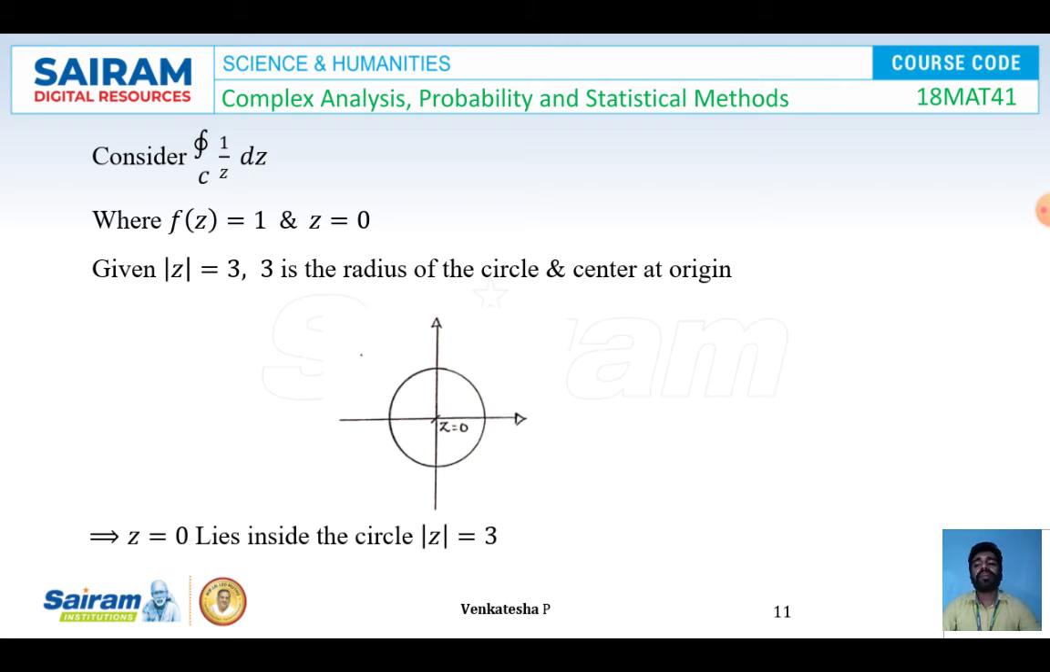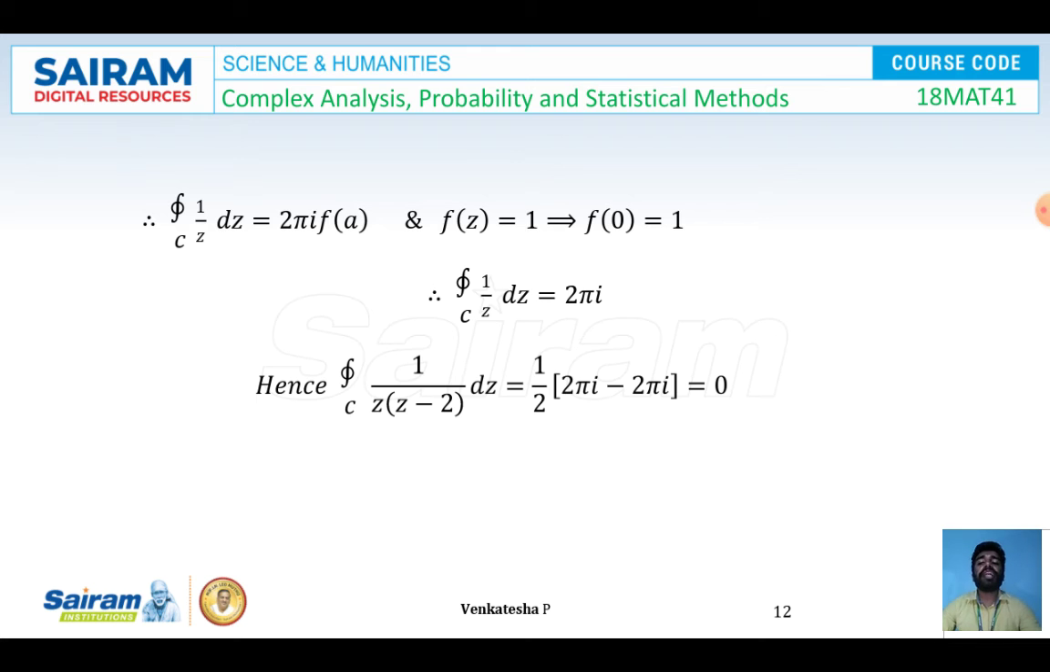Now the next integral is the integral over the region C of 1 by z dz. So 1 by z, in the sense the function will be equal to 1 here and z is equal to 0. So now plot the circle of radius 3 and choose the points in the circle. The point z is equal to 0 means it's the origin point. It obviously lies inside. Hence I can say that the point z is equal to 0 lies inside the circle mod z is equal to 3.